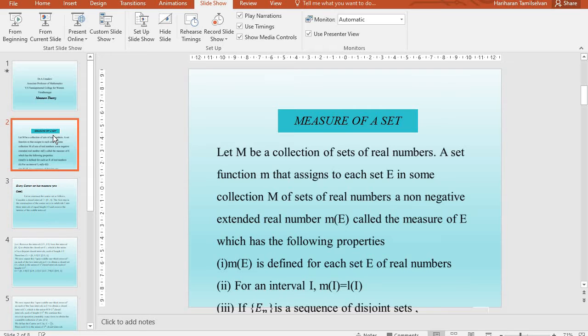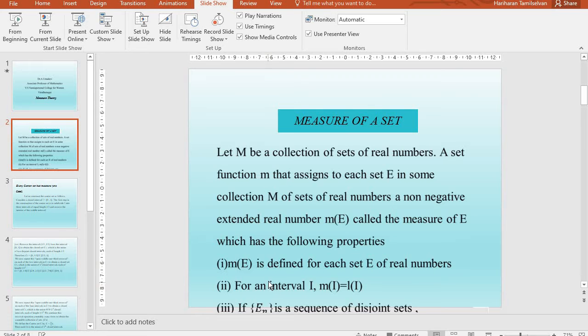That is, let M be a collection of sets of real numbers. A set function m that assigns to each set E in some collection M of sets of real numbers a non-negative extended real number m(E), called the measure of the set E, which has the following properties. The measure of a set is defined for each set E which is a subset of M. For an interval I, the measure of I is nothing but its length.